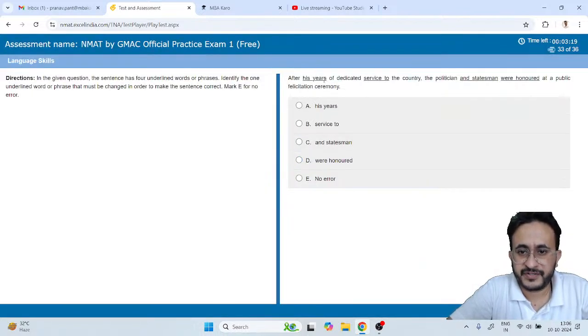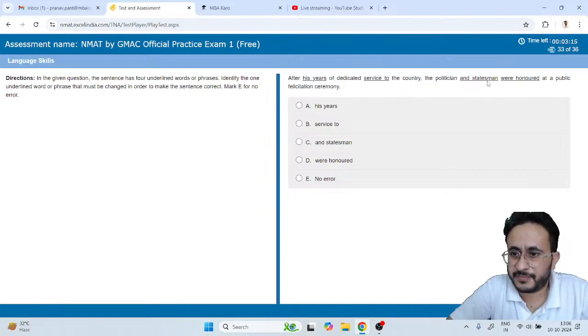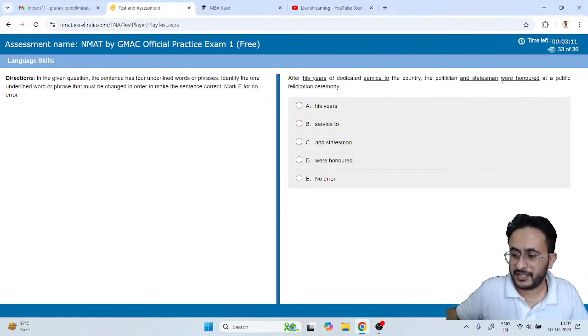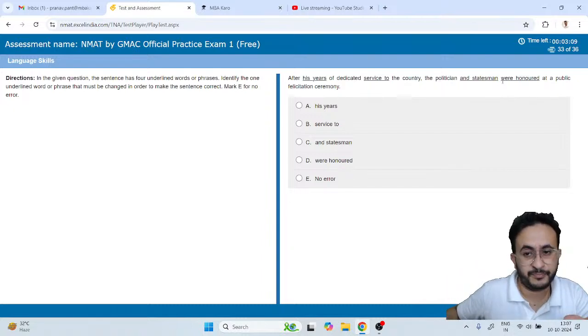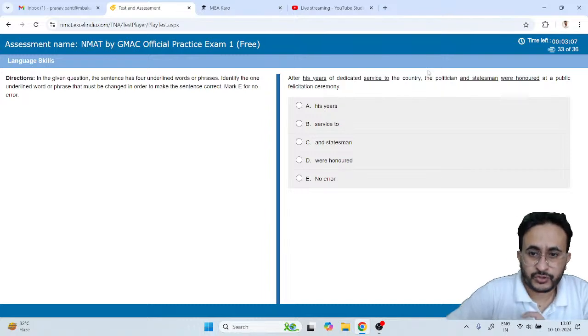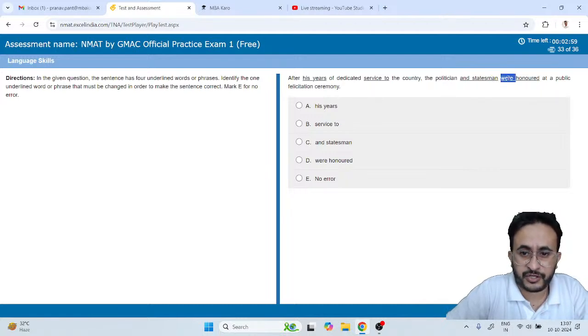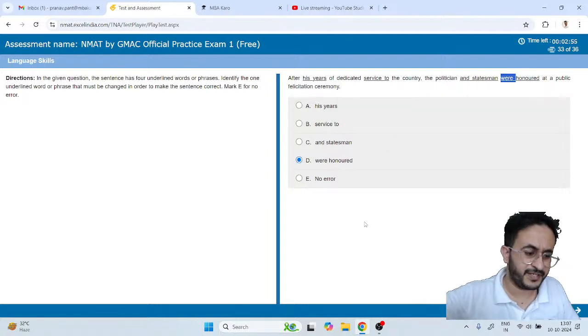After his years of dedicated service to the country, the politician and statesmen were honored. Now, this is a very interesting thing. Such kind of rules are very important in grammar. Okay, so we are talking about the same person, right? Politician and the statesman. So this is one and the same person. So instead of were honored, it should be was honored. It is a very important thing.